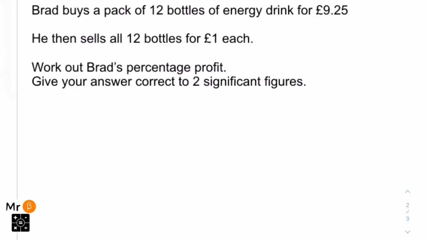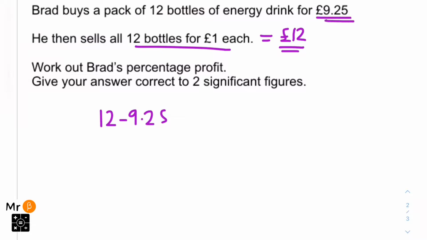So here he sells all the 12 bottles for £1 each. So therefore he has made £12. He wants to work out his percentage profit. So again, we've got to work out the difference between our two prices, what he bought them for and what he sold them for. We're going to divide it by the original. Again, it's the first one which is mentioned, so £9.25. Then we're going to times it by 100.